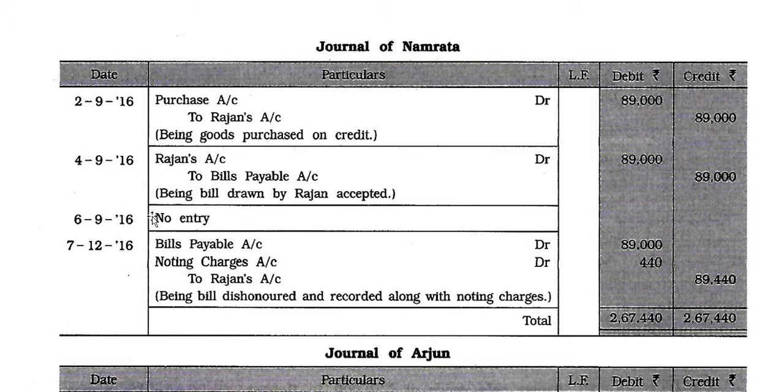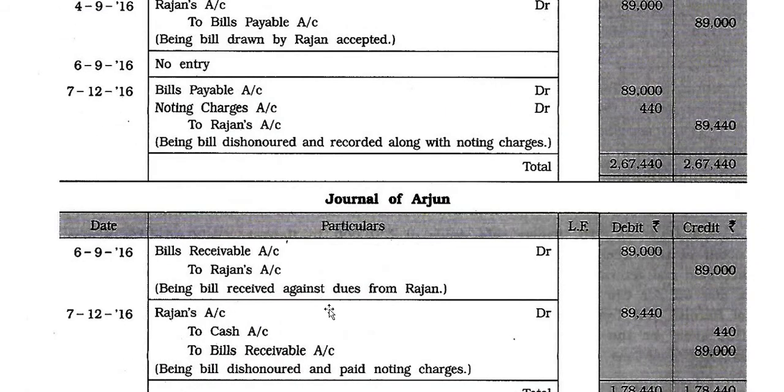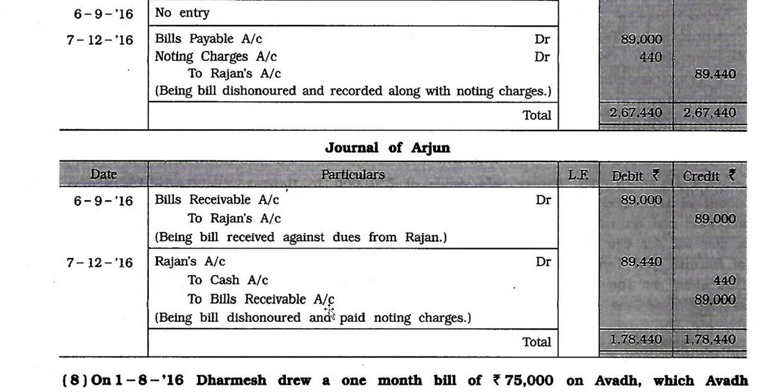On 6/9/2016, no entry because this transaction is between Rajan and Arjun. 7/12/2016, bills payable account debit 89,000, noting charges account debit 440 to Rajan's account 89,440, being bill dishonored and recorded along with noting charges. Now journal of Arjun. Here a third party is also there.